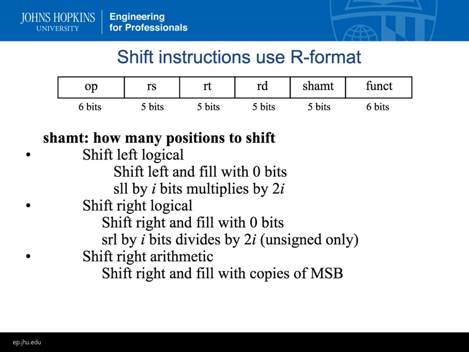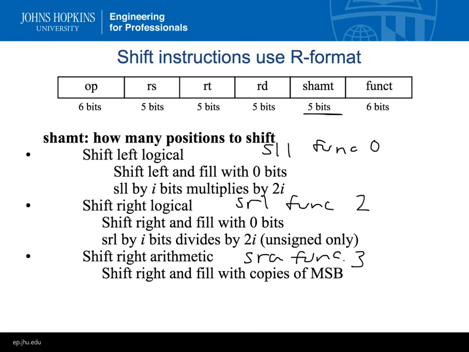So there's 3 instructions that use this shift amount field. Shift left logical. And if we look on that little table, that has the function code 0. Shift right logical, function code is 2. And shift right arithmetic, function code 3. But what a shift left logical is, it takes a number.